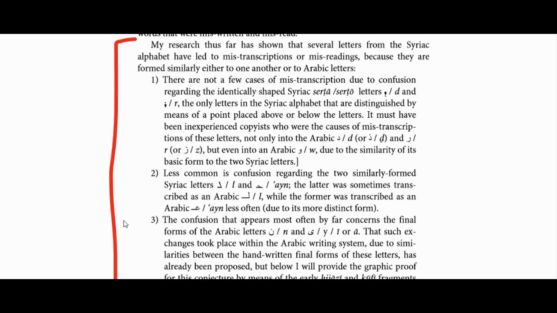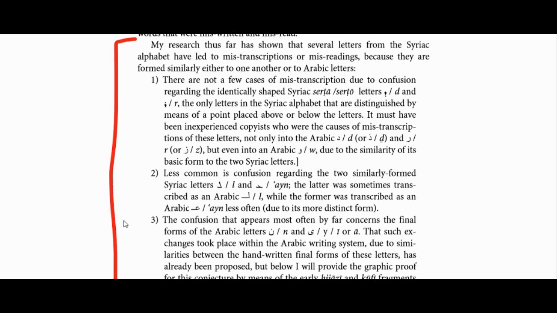"My research thus far has shown that several letters from the Syriac alphabet have led to mistranscriptions or misreadings because they are formed similarly either to one another or to Arabic letters." In other words, there are certain letters within Syriac that look quite alike, so that causes confusion. And also they are confused with certain Arabic letters.